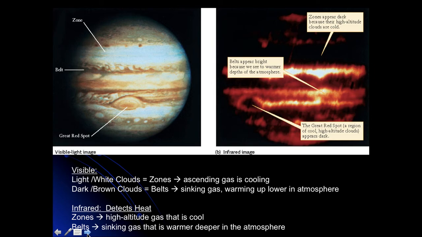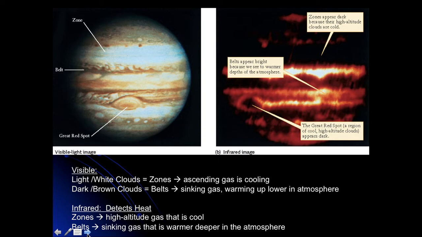Okay, so in the visible, we're able to see that those white clouds, which we call zones, are essentially ascending gas. So it's gas rising and cooling. And the dark brown clouds that you see in the stripes are called the belts, and those are sinking gas, so they're warming up in the atmosphere. We'll talk about convection layers when we talk about the sun in a bit more detail, but similar to that.